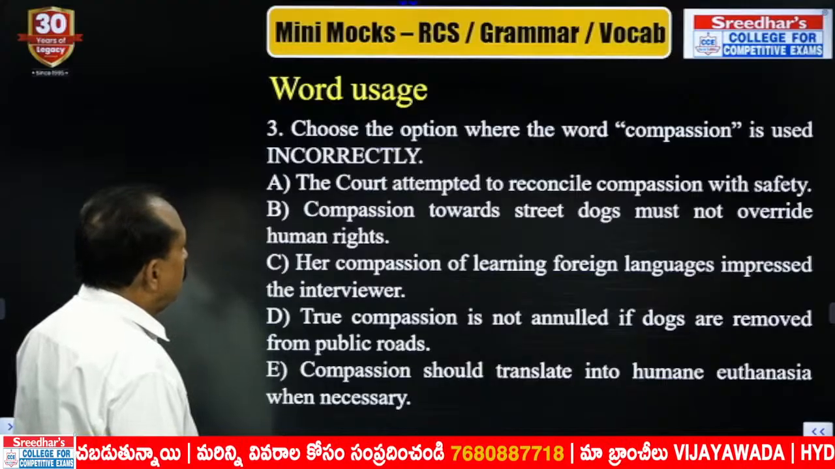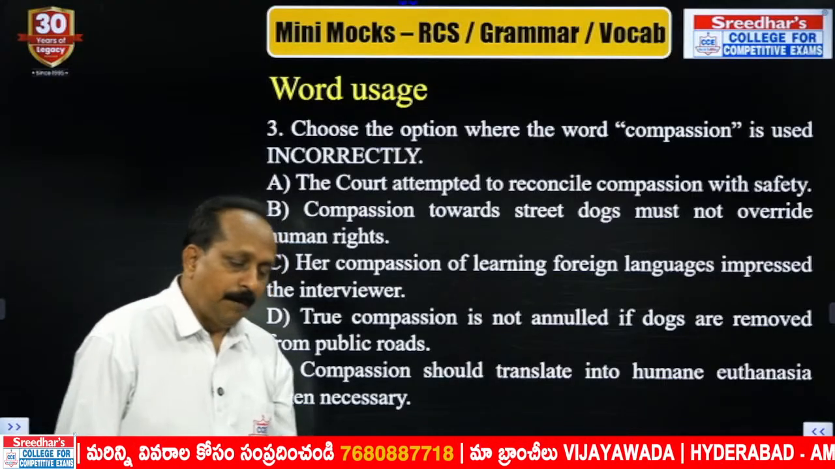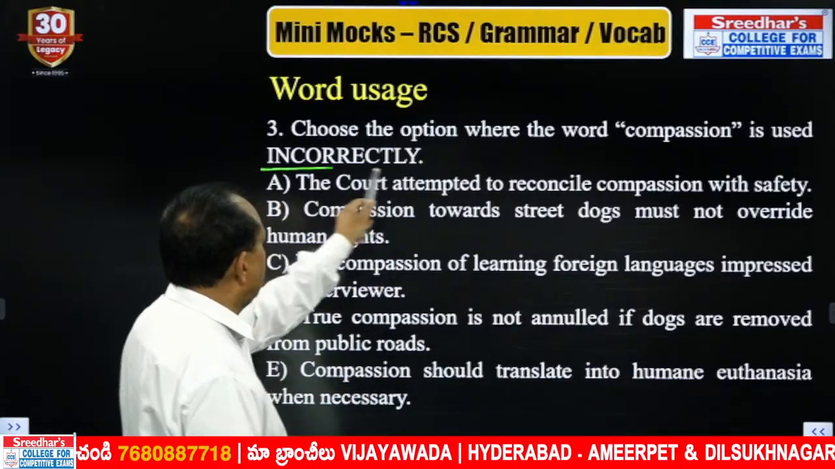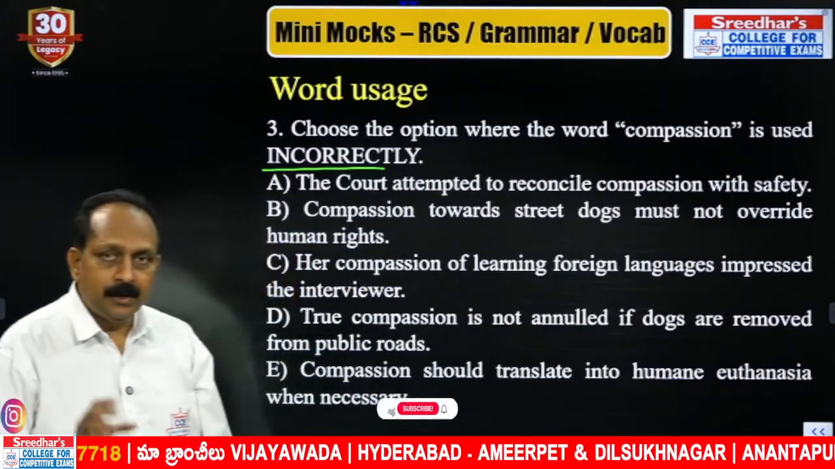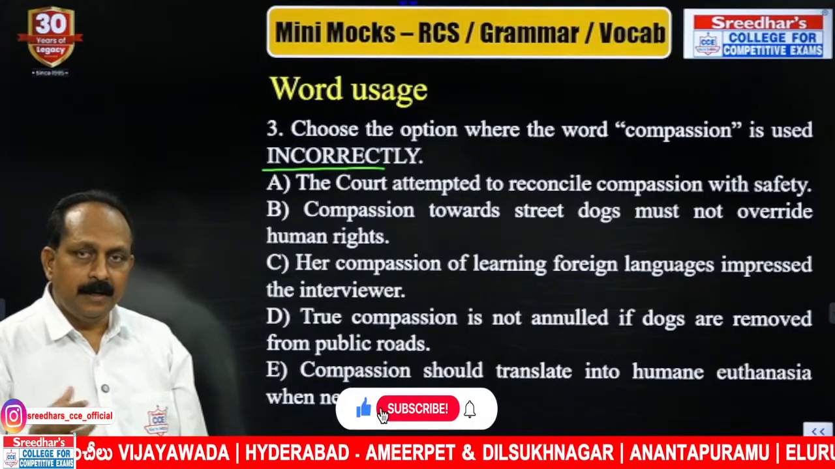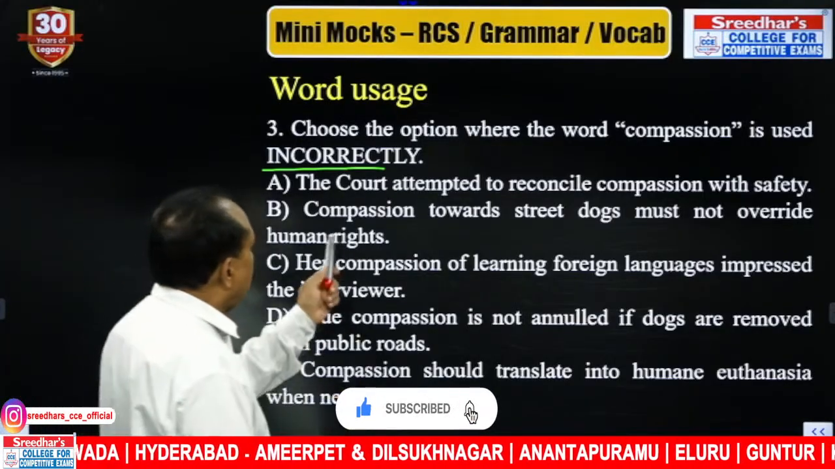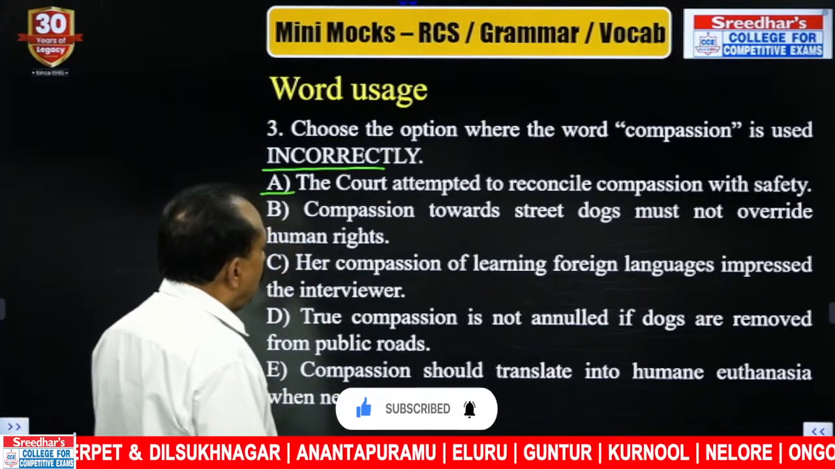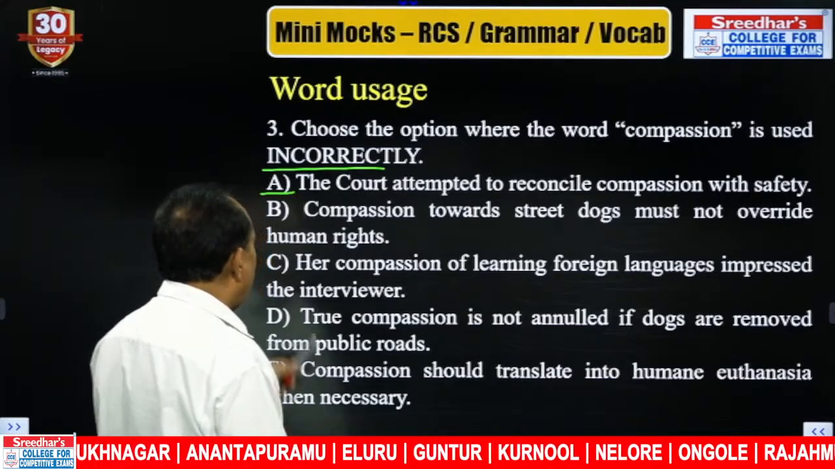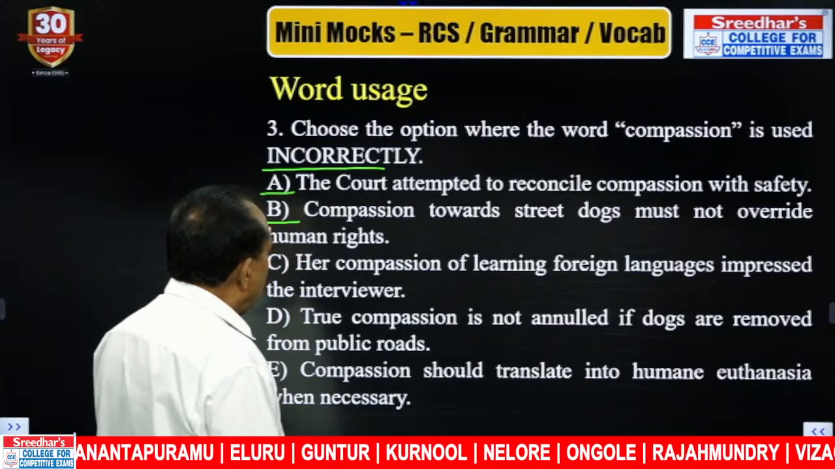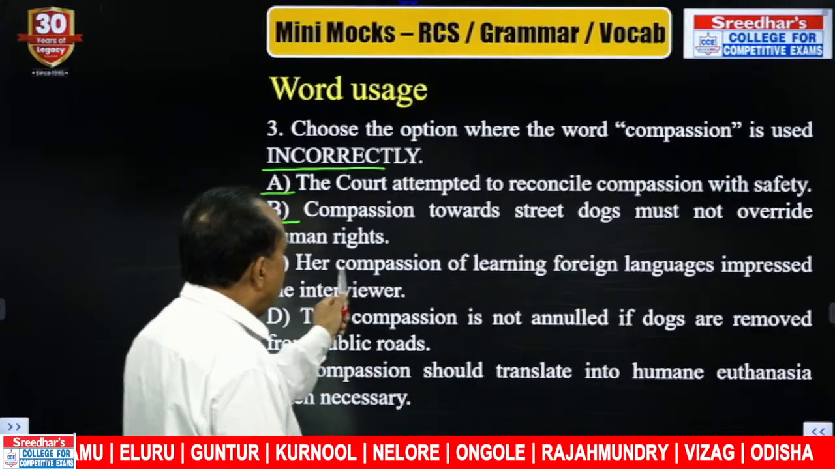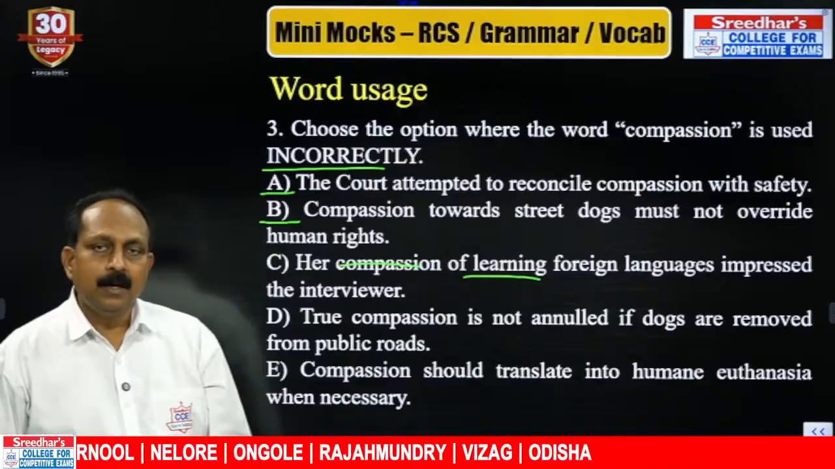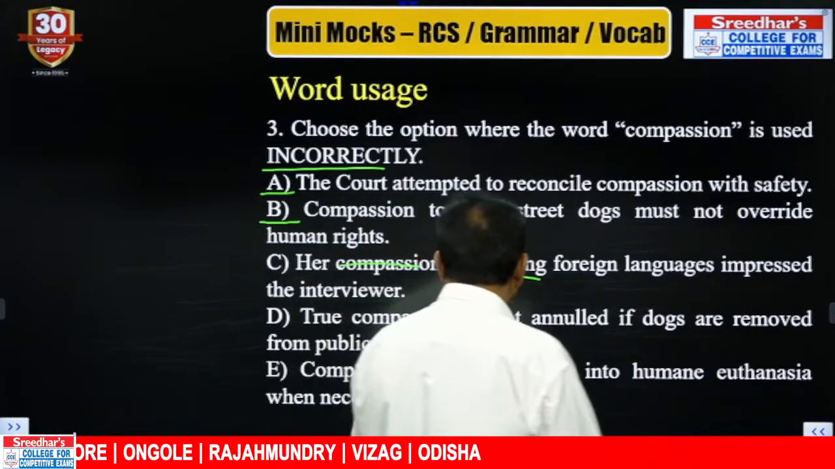Word usage, the word is compassion. Compassion means what? Kindness. And in one particular sentence, it has been used incorrectly. Your job is to find that sentence. The court attempted to reconcile compassion with safety, correct? Compassion towards street dogs must not override human rights. This is also correct. Her compassion of learning. Here, you cannot use the word compassion because compassion means what?